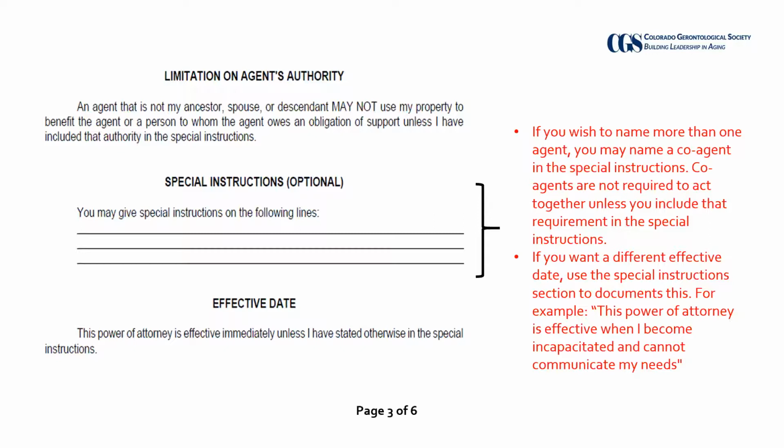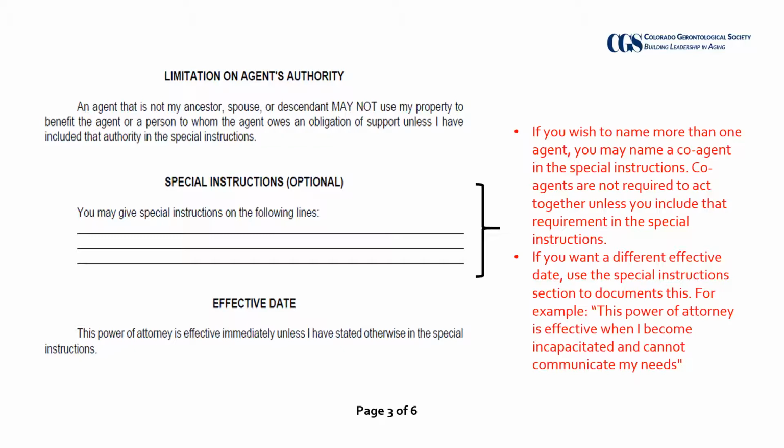You could use some of the example language that I put down here. So you could say this power of attorney is effective when I become incapacitated and cannot communicate my needs. So it's a very specific time where either based on a medical crisis or something else, you wouldn't be able to communicate your needs. And at that point, they are able to step in.